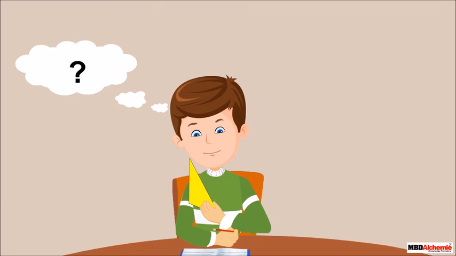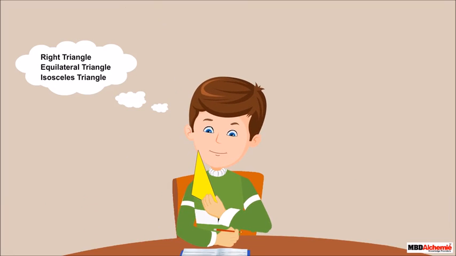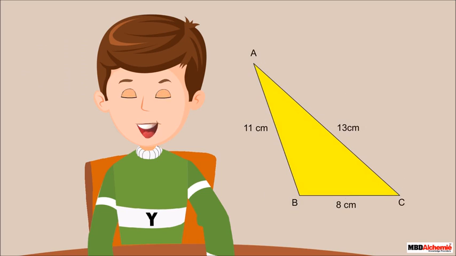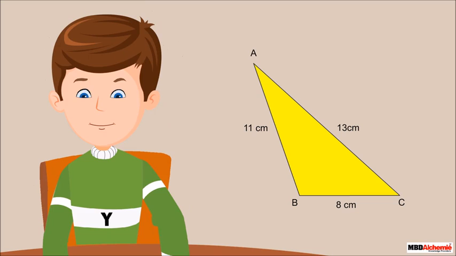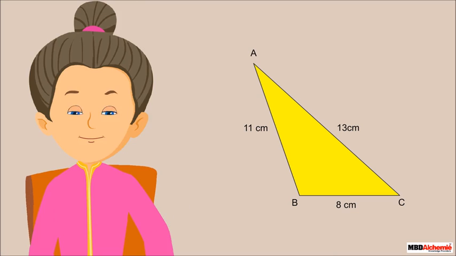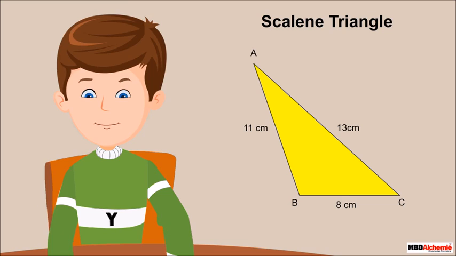Neil is still confused how to find the area of the triangle given to him. Then he discusses with his friends and says, "This is not a right triangle." Sid replies, "Yes, this is not a right triangle, as no angle of this triangle is 90 degrees." Neil further says, "This is neither an equilateral triangle or an isosceles triangle." Sophie added, "This is a scalene triangle, as all the sides are of different measures." Neil asks, "How can we find the area of a scalene triangle?"